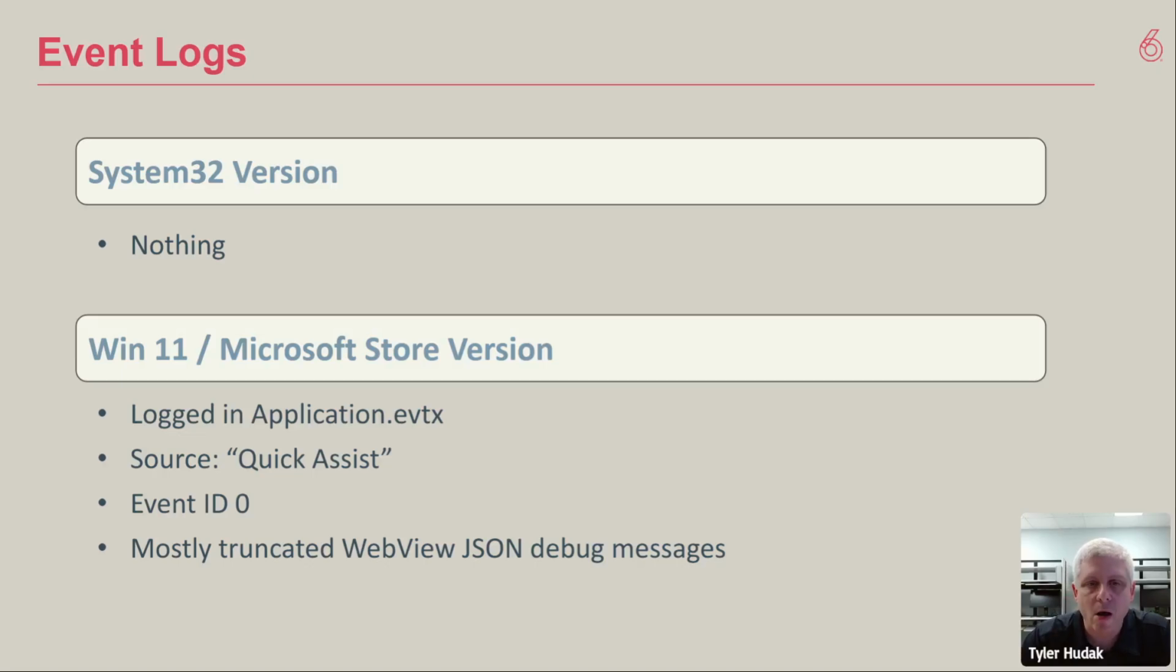These will all be logged in the application event log. It will have a source that's named Quick Assist, and however, all their event IDs are going to be 0, the number 0. So unfortunately, Quick Assist doesn't number the different events with different ID numbers. They're all 0, but at least that's easy to pick out.